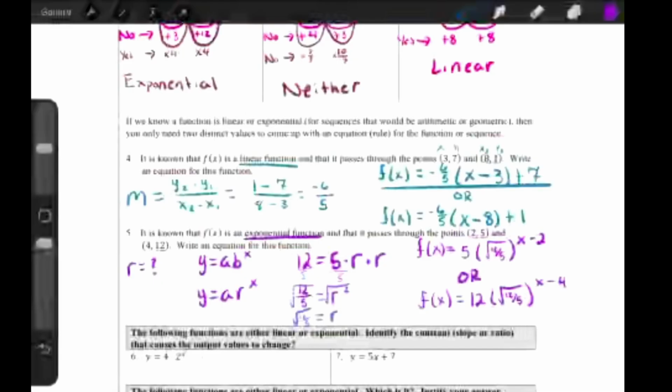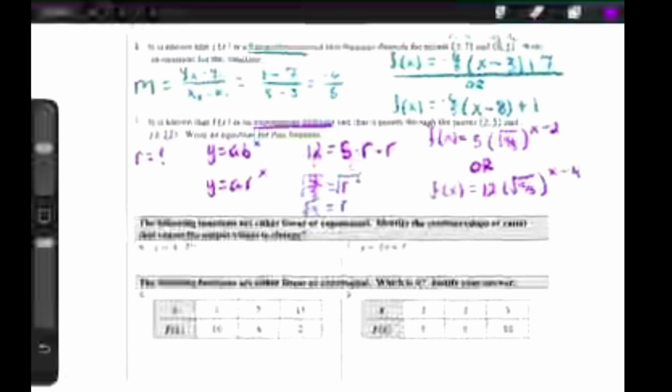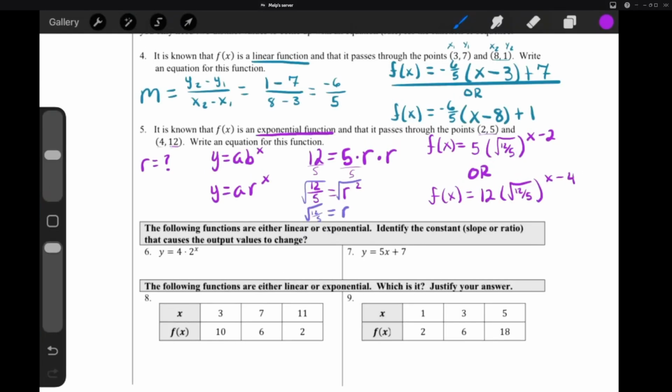Okay, so let's go ahead and move up and finish this last bit off. Okay, so to wrap up the notes, the following functions are either linear or exponential. Identify the constant, slope, or ratio that causes the output value to change. Now, y is equal to 4 times 2 to the power of x. Since it's to the power of x, this would be a ratio. So here we'll write ratio. And ratio of what? Well, that would be 2.